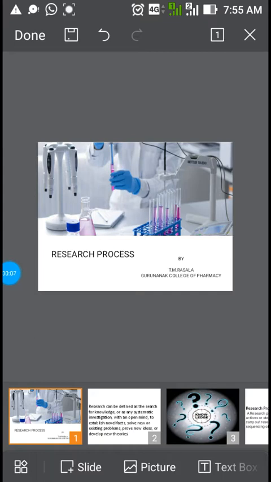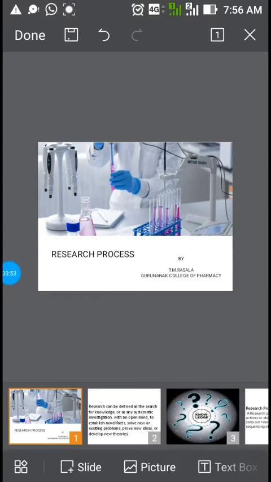The topic of my discussion is the research process. Here we are going to discuss what we mean by research methodology. Then we will discuss the flowchart of the research process, which consists of different steps. And at last, we'll discuss the overview of the research process.